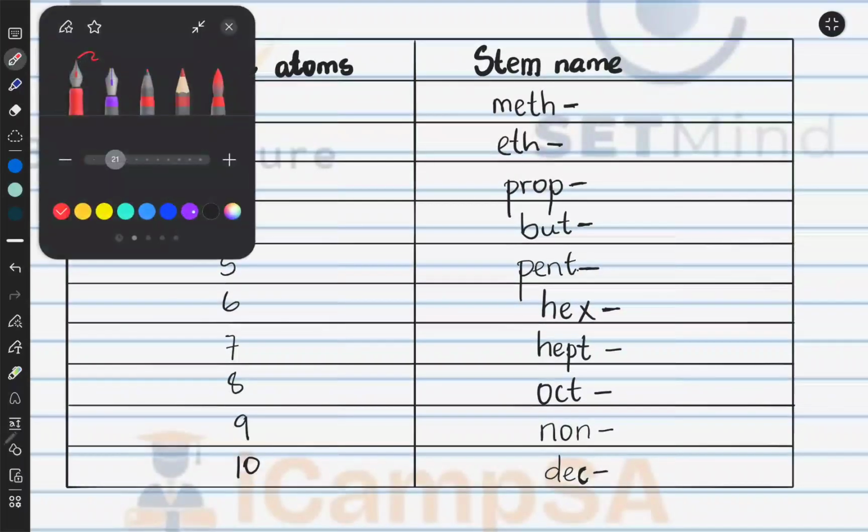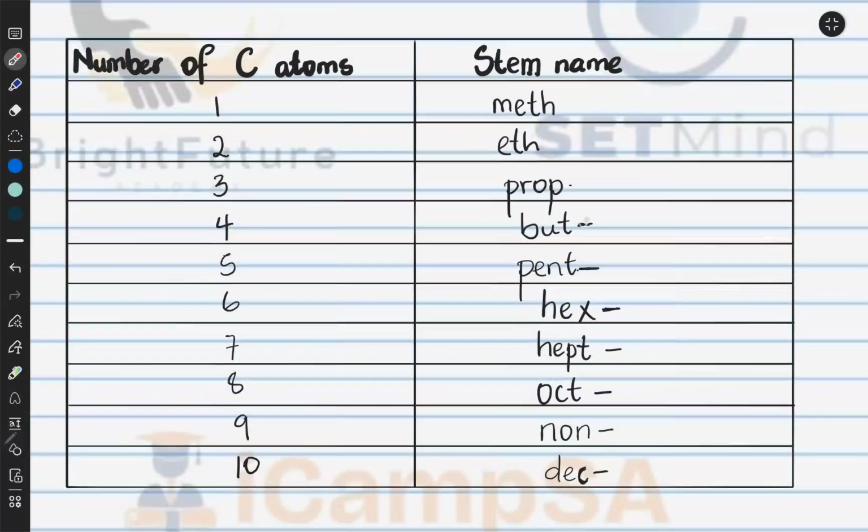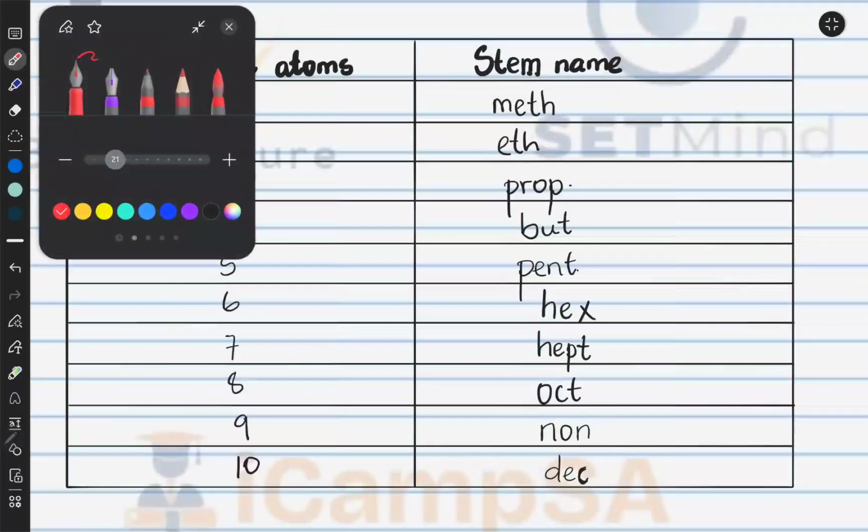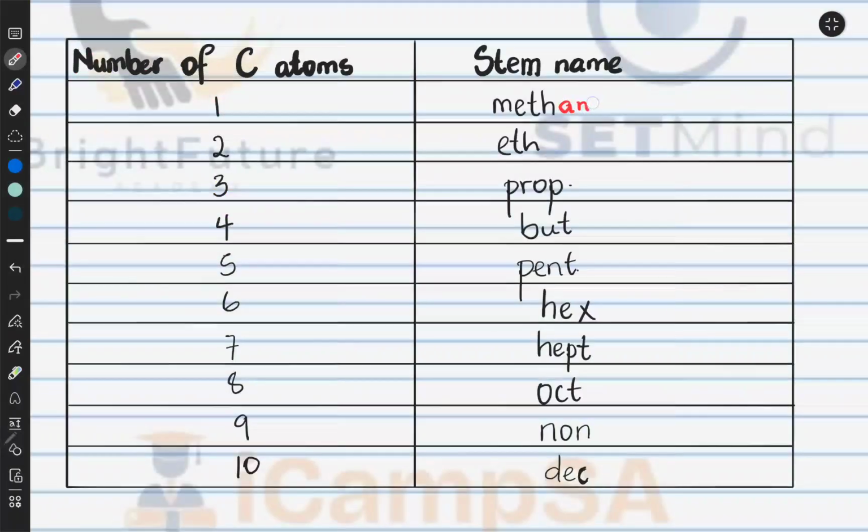So the name of the parent chain would be, in the case of alcohols, if we were adding suffixes to these stem names, we would say methanol, ethanol, propanol, butanol, pentanol, hexanol. So you see, this is how we would name the parent chains of alcohols.